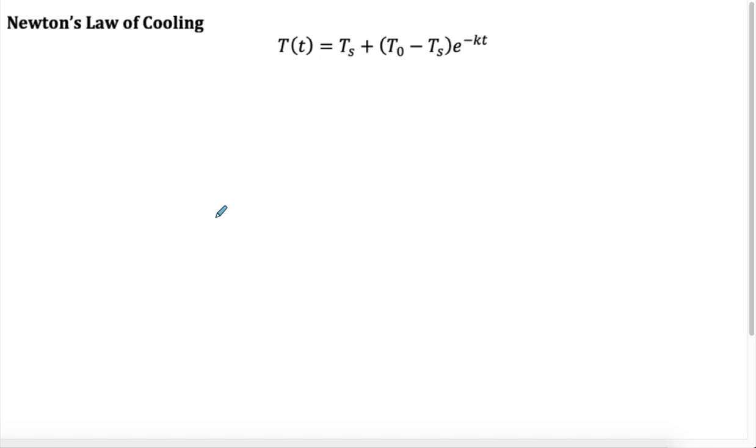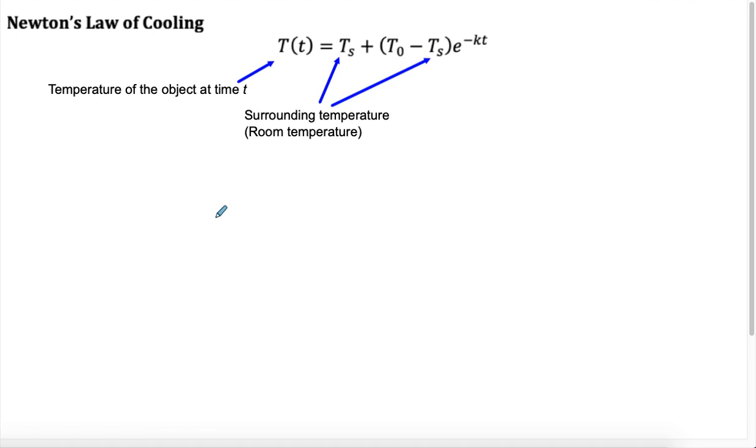So this formula, I will never expect you to memorize this. If we have a problem dealing with this on a test, I will give you this formula. You just have to understand how to use it. Okay, so let's take a look at what each of these pieces are. The left side here is just the temperature of the object at whatever time we're talking about. The T sub S is the surrounding temperature, or in other words, the room temperature. T sub 0 is the initial temperature that we start with. So if you take something out of the oven and it's 150 degrees, that's the initial temperature. And then the K value is a constant that depends on the object.